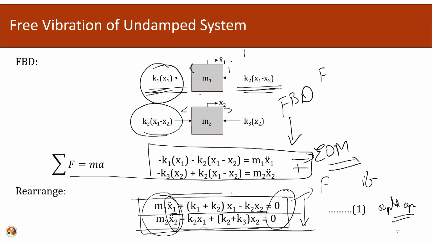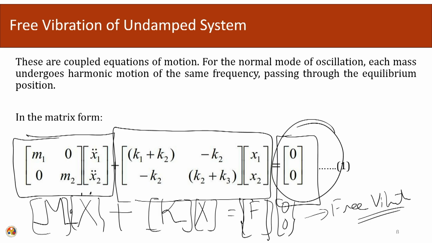We rearranged it. Now, these are the coupled equations. Coupled equation means that x1 and x2 are appearing together in each of the equations. After that, we wrote down the equations in matrix form. So, these are the equations of motion for free vibration of an undamped system. Undamped system, forcing function is 0, free vibration means the damping term is 0.